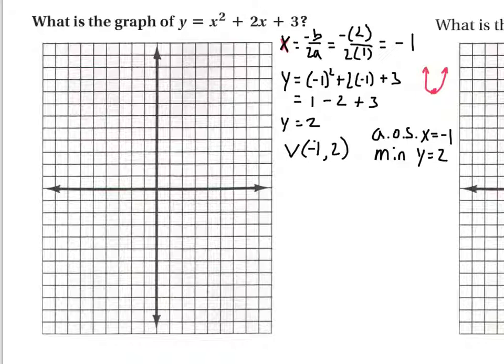There's one more thing we can pull from our equation, and that is our y-intercept. Well, the y-intercept always has an x-coordinate of 0. What's going to be the y-coordinate?